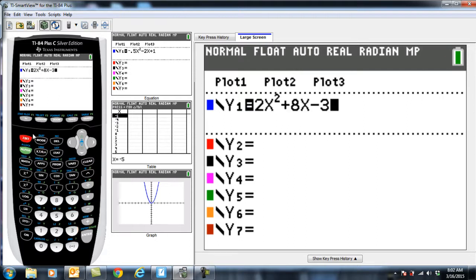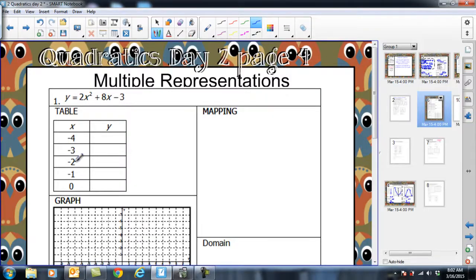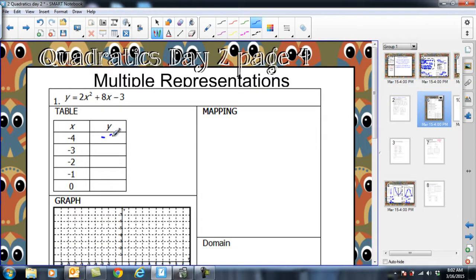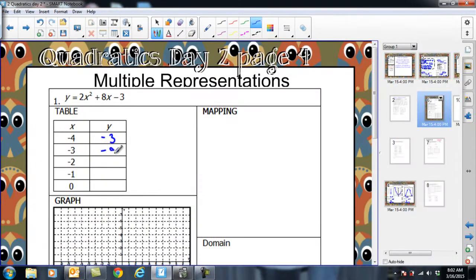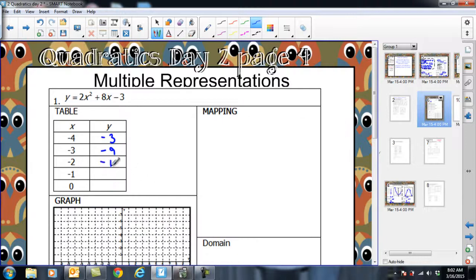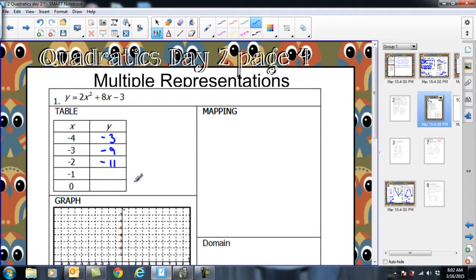And we're going to fill in our table, so we go to second graph. And you can see the values that I want are negative 4 to 0, so those are the ones I'm going to type in. Negative 4 and negative 3. Negative 3 and negative 9. Negative 2 and negative 11. Negative 1 is at negative 9 and 0 is at negative 3.